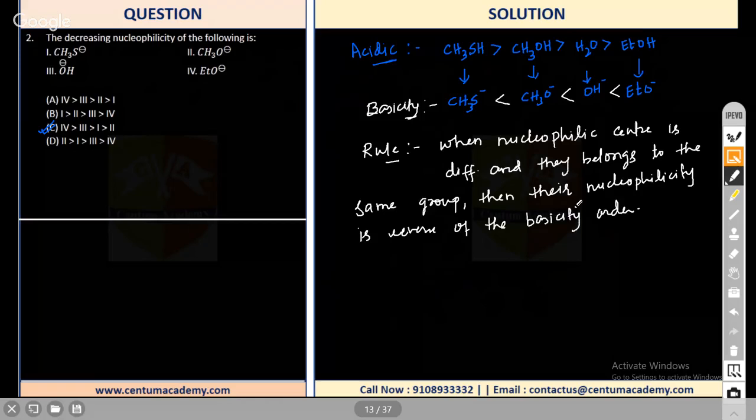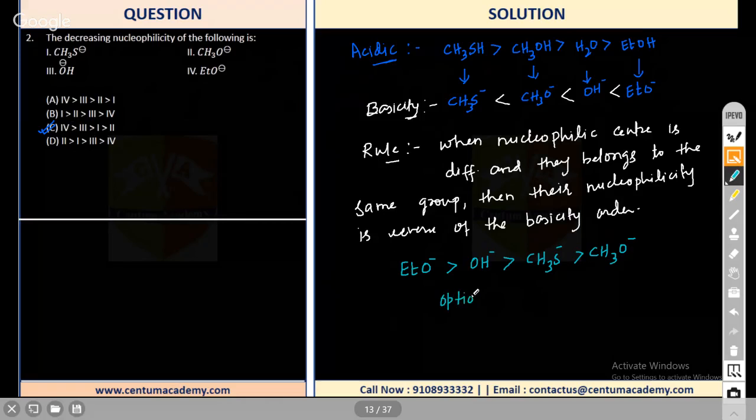Okay, so here you see CH3S minus and O minus. Nucleophilic center is different, right, belongs to the same group. So their nucleophilicity is reverse of their basic order. So if I write down the correct order of nucleophilicity, that will be maximum for EtO minus, then we have OH minus. After that, we'll have CH3S minus, and in the last, we have CH3O minus. Hence, option A is correct over here.